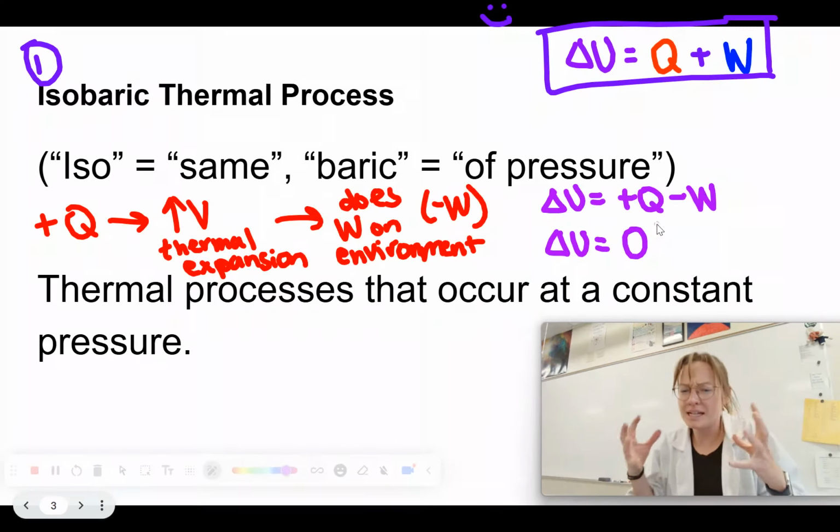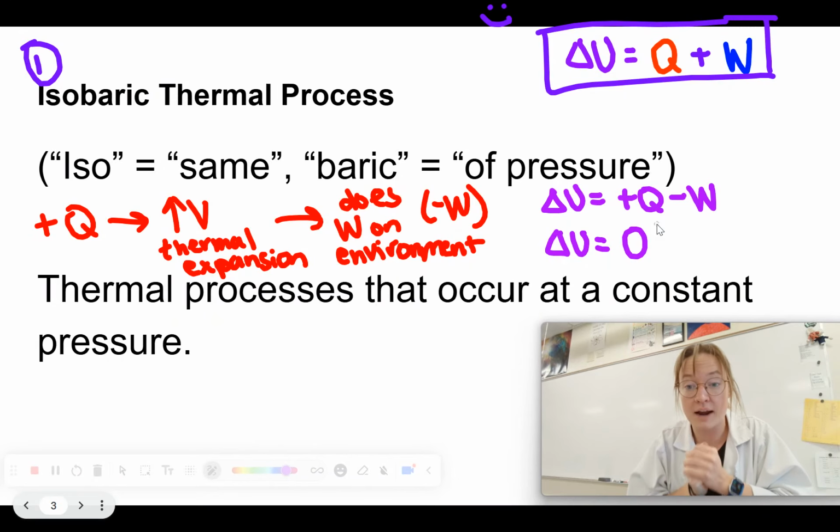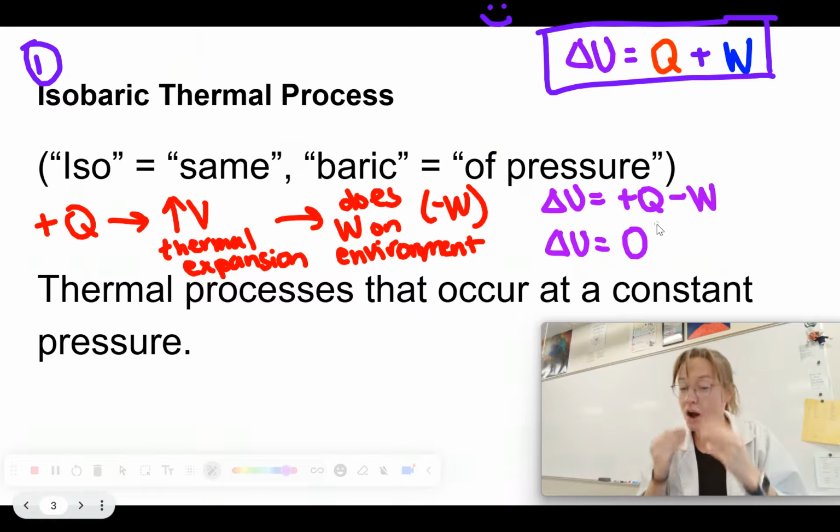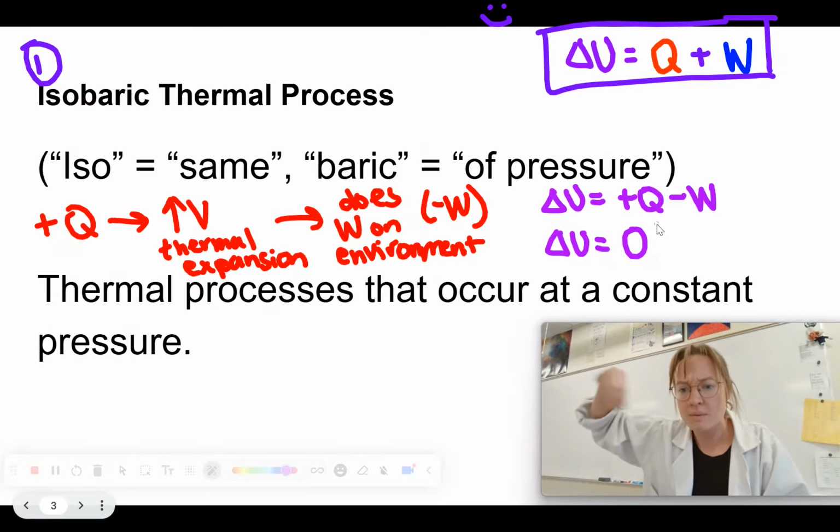In other words, we say that that gas doesn't hold on to that energy for any amount of time. It never gets to have it to itself. You put the energy in, it spits it back out. It's not actually changing its energy, kind of like if you had a bathtub and you had the faucet on with the drain open.